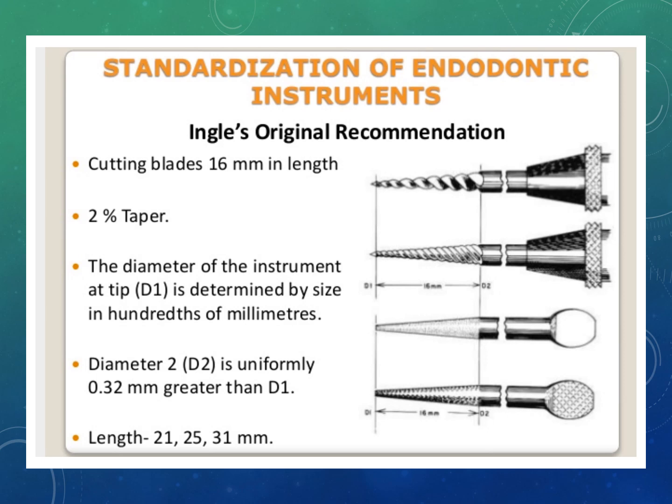The lengths of the instruments available are 21, 25 and 31 millimeter. Basically they have markings from D1 to D2. D1 is the tip of your instrument, and D2 is where the working part of the instrument ends. The distance between D1 and D2 is 16 millimeter. The lengths available for your instrument sizes are 21, 25 and 31 millimeter, and it varies according to the different lengths of the canal.